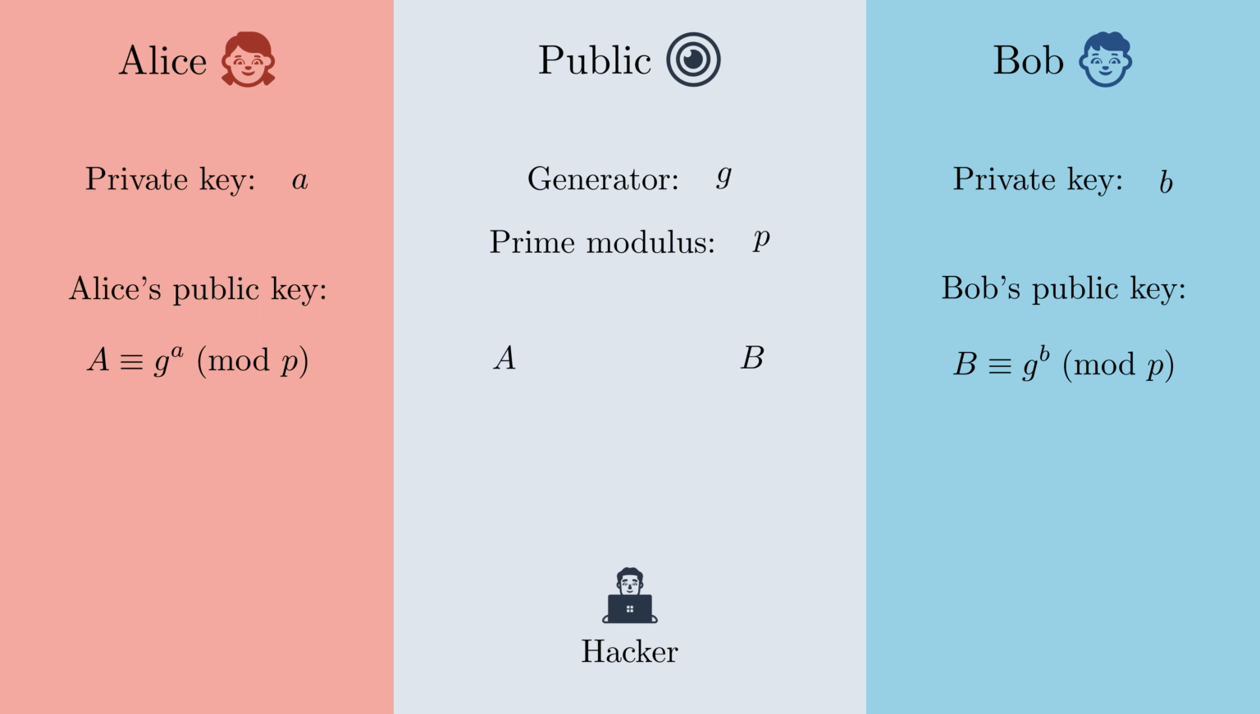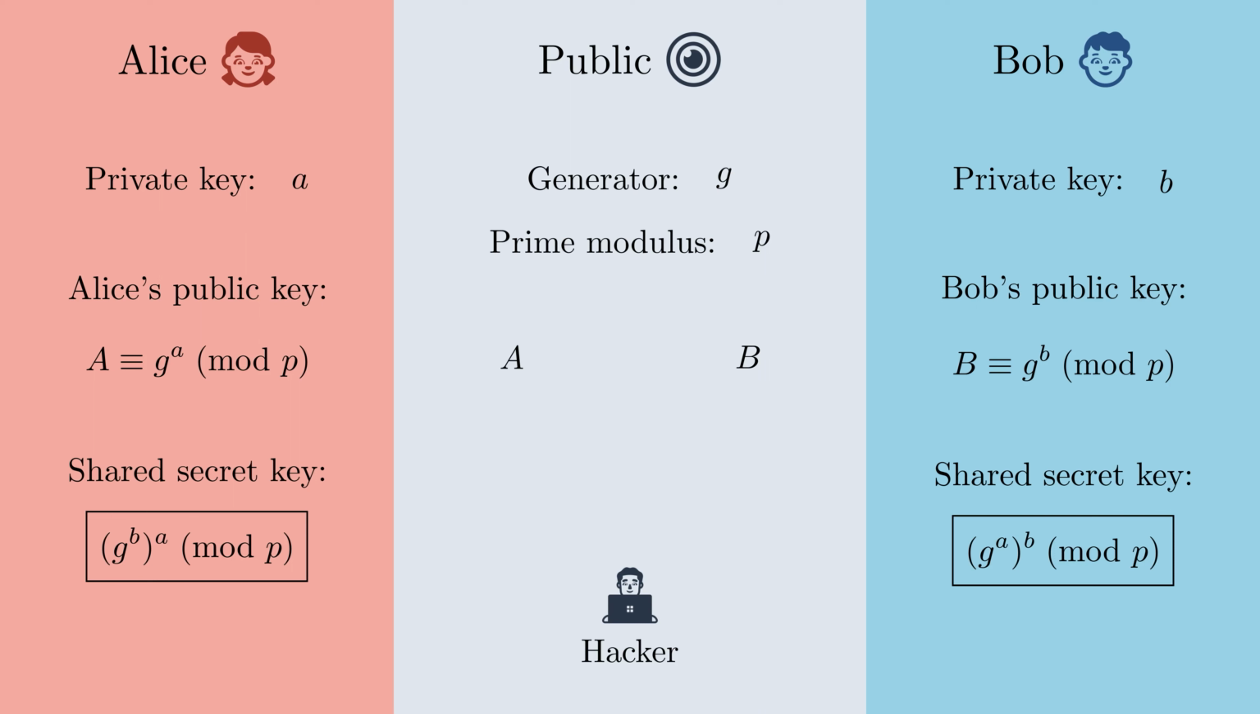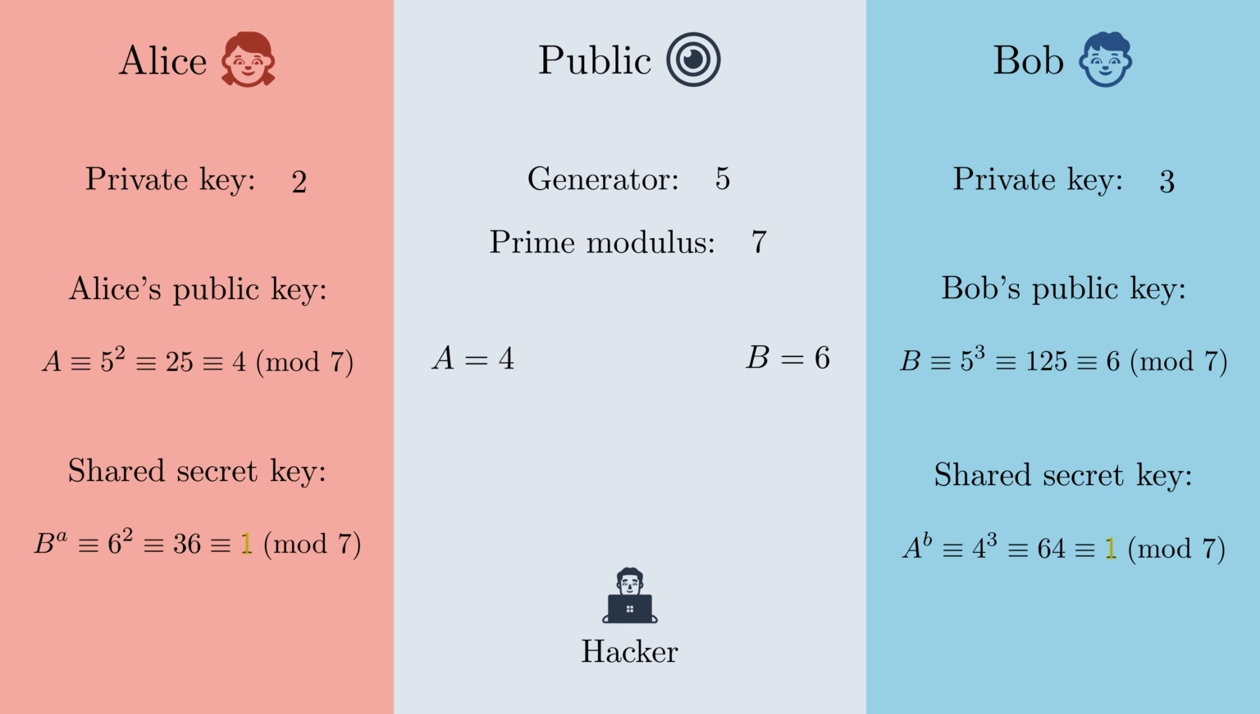Alice and Bob then send their public keys to each other. Because modular arithmetic is irreversible, even if the hacker knows the public keys, there's no smart way to get the private keys. Now, Alice will use Bob's public key to calculate the shared secret, which is Bob's public key raised to the a power mod p, and Bob will do the same. The result is shared because it is equivalent to g raised to the power of a times b mod p. You can see this with real number examples.